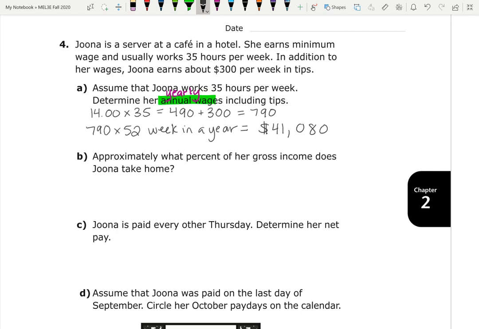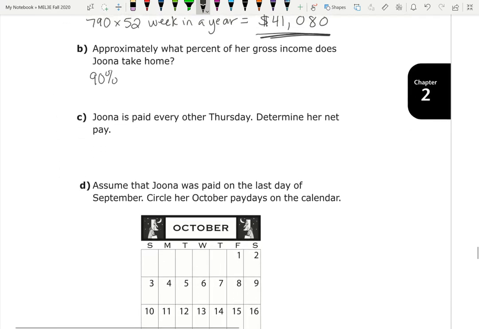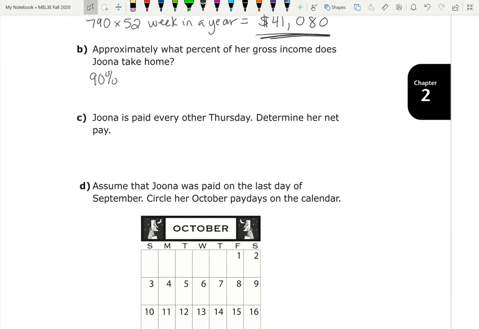Approximately what percentage of her gross income does Juna take home? Well, she'll take home around 90% of her gross income. So 90% of this 41,000. So she's paid every other Thursday. Determine her net pay. Okay, so we're assuming that she's taking home 90%.